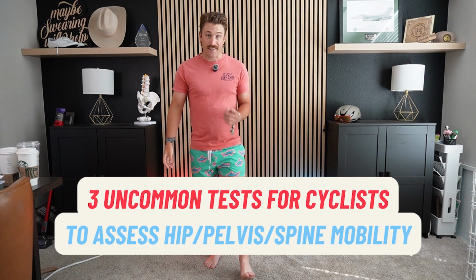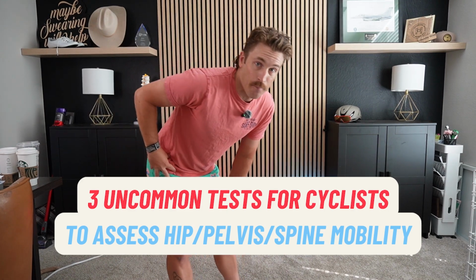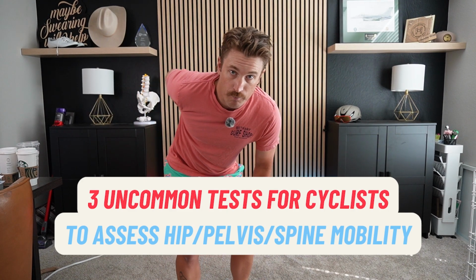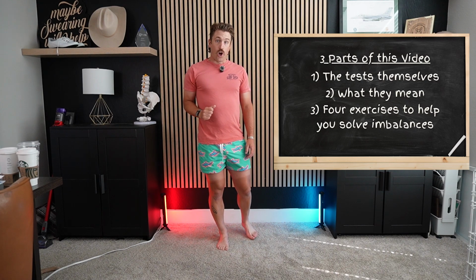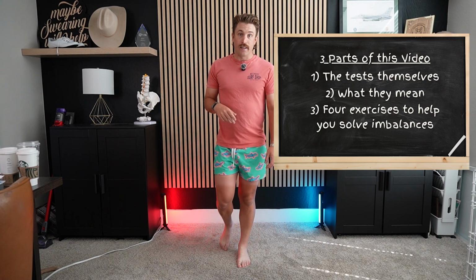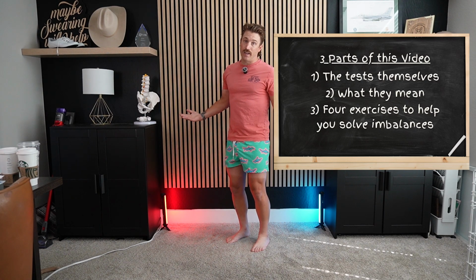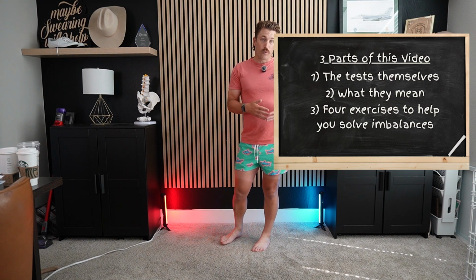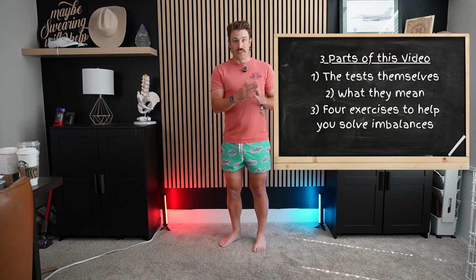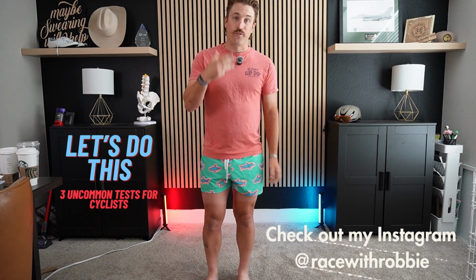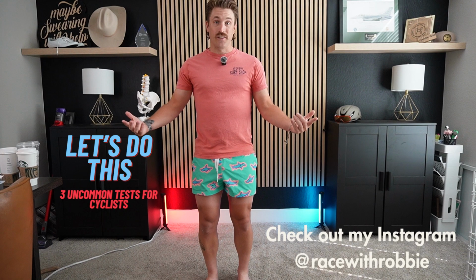So today we're going to get into 3 uncommon tests that cyclists can use to address hip, pelvis, and spine mobility and asymmetries. We're going to get into the tests themselves, a little bit about what they mean, and then some of the basic things based on your findings that you will need to start with in order to travel the right path and start to make an impact on these movement problems. Let's get to 3 uncommon tests that cyclists can use to figure out the hip pelvis spine connection.